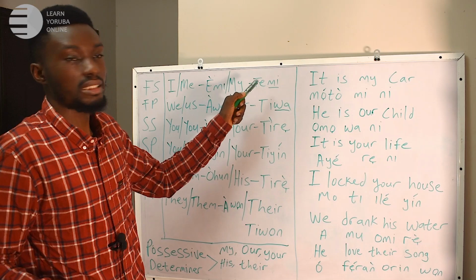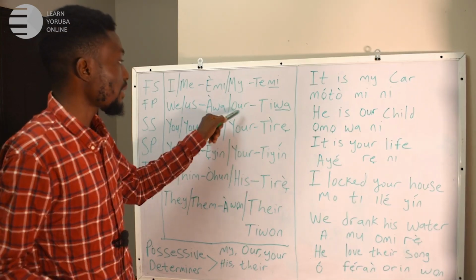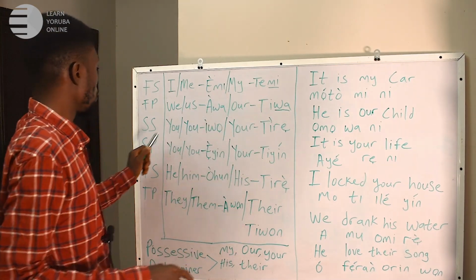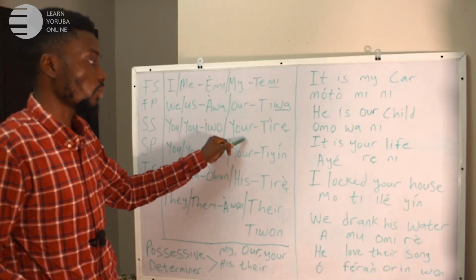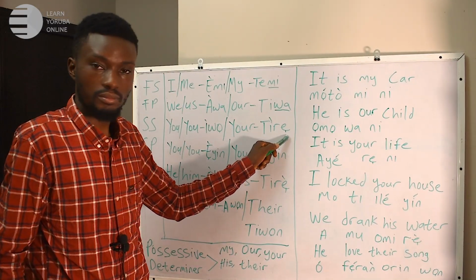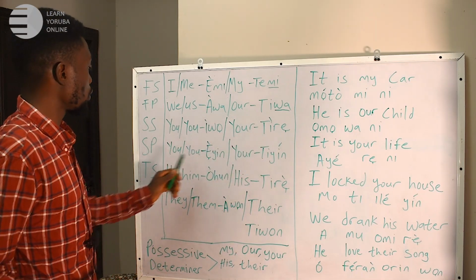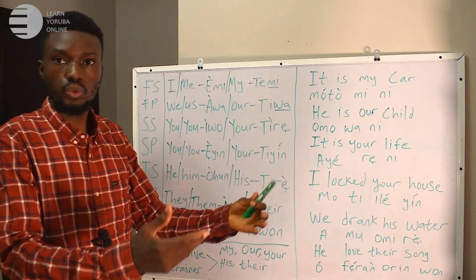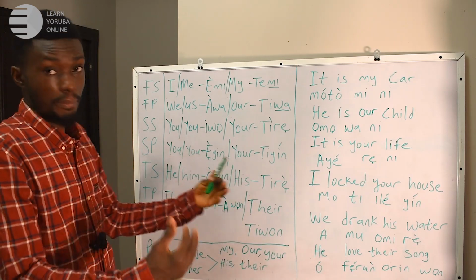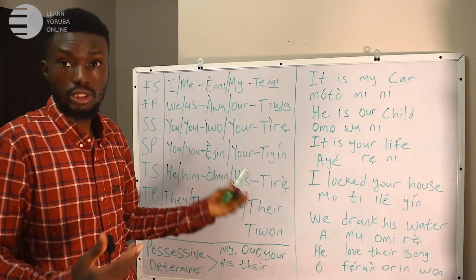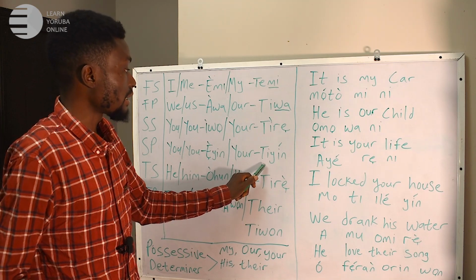So my is temi in isolation. Our is tiwa. When you want to use you to show possession, it's your, and in Yoruba it is tire. And when you want to use second person plural, you are referring to a group and they are present with you, your, it is still your in English, and it is tini.